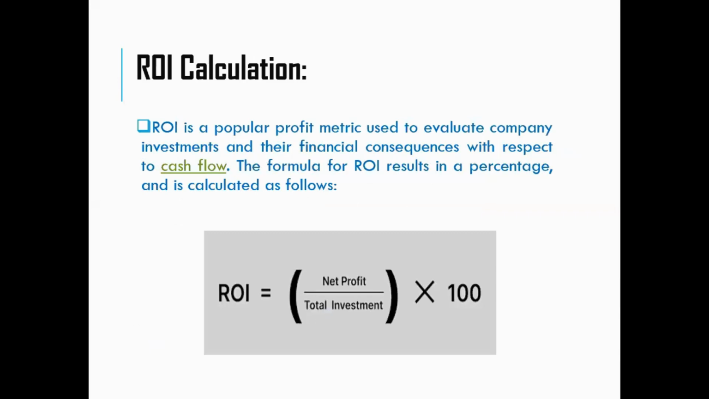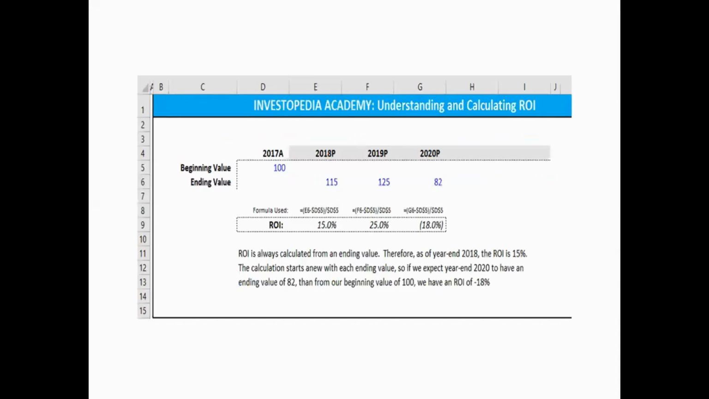Next, ROI or return on investment. This is a popular profit metric used to evaluate a company's investment and its financial consequences with respect to cash flow. The formula of ROI results in a percentage and is calculated as follows: ROI equals net profit by total investment into 100. Here is the way we calculate ROI in Excel.